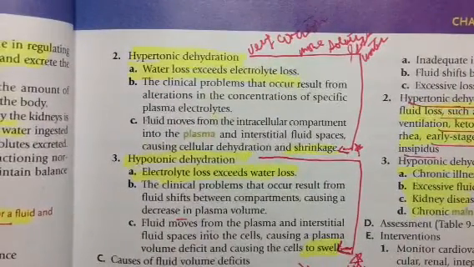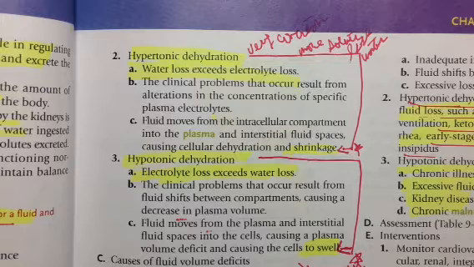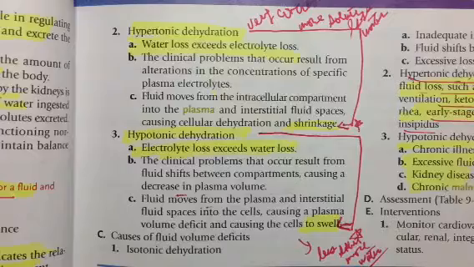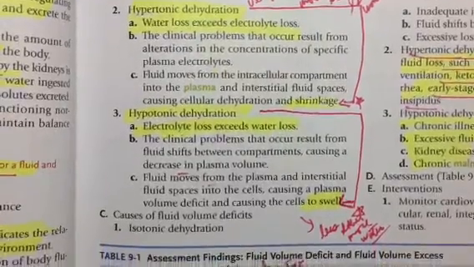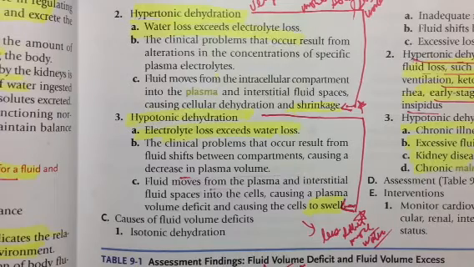Hypertonic dehydration is very concentrated. In hypertonic dehydration, water loss is more than electrolyte loss. In hypotonic dehydration, electrolyte loss is more than water loss. Hypotonic dehydration has less solute but more water.